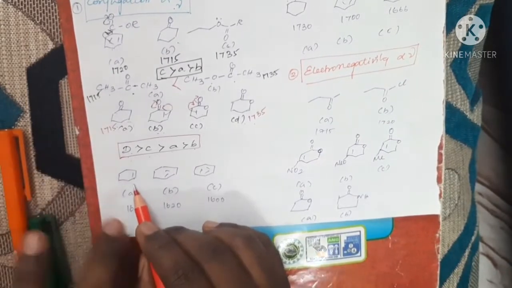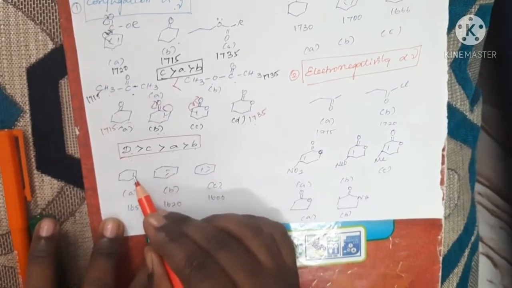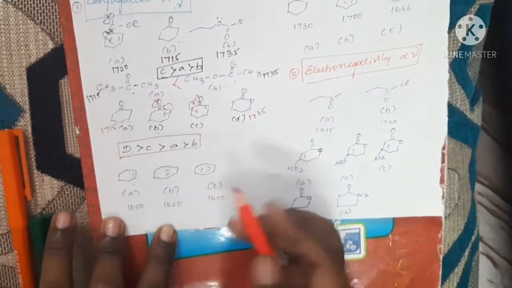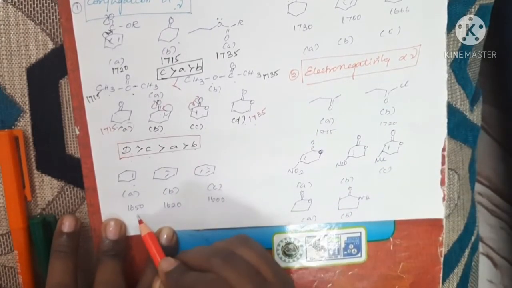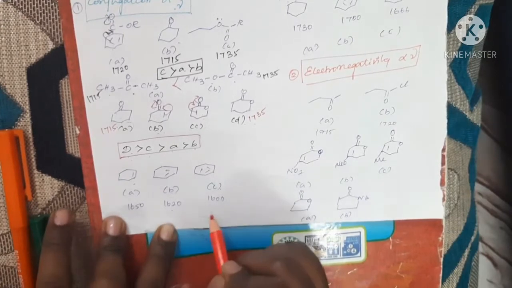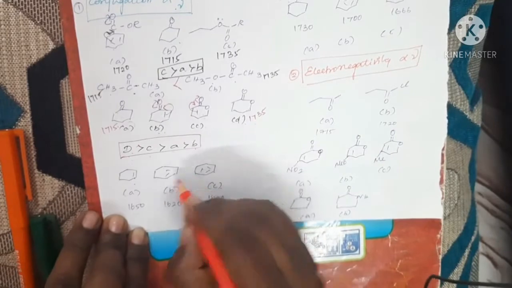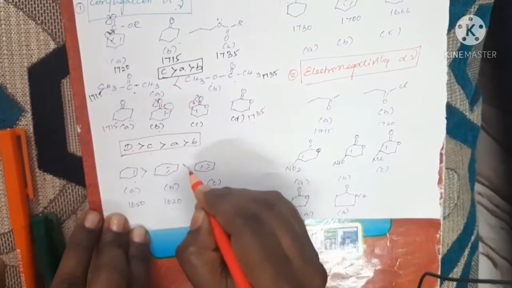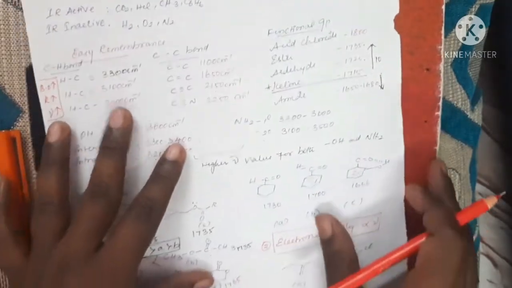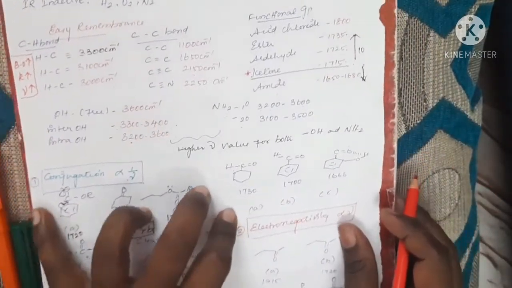So here, as you see from A to C, the conjugation increases from single bond, double bond, to triple bond. So the conjugation range increases. As conjugation increases, the value decreases from 1650 to 1620 to 1600. So automatically the sequence will be like this. Okay. And then here some other examples are also given.